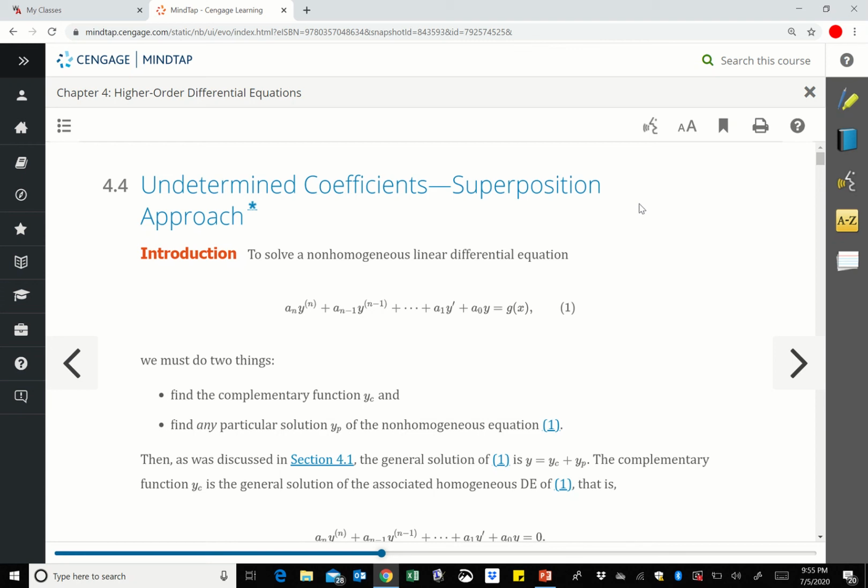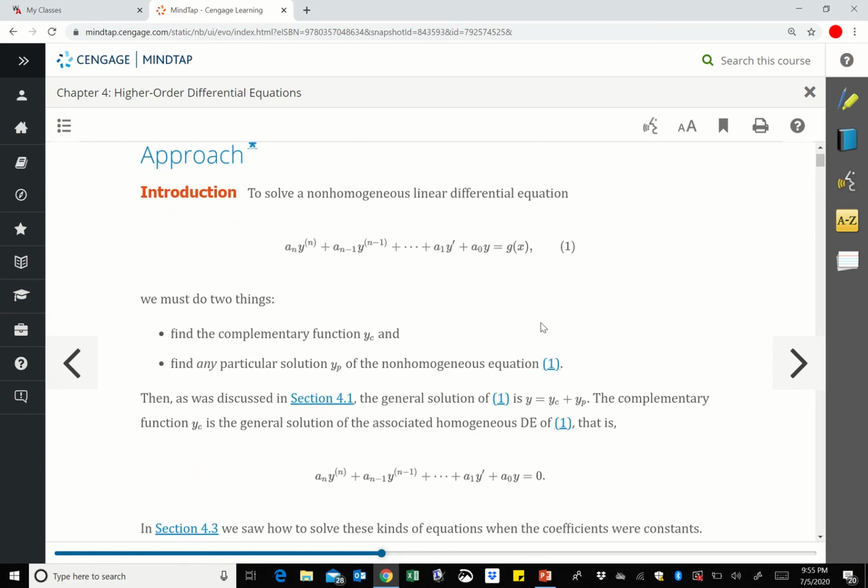In section 4.4, we're going to look at an approach which is called undetermined coefficients, the superposition approach. The goal of this section is to solve a non-homogeneous linear differential equation of the form a sub n y sup n plus a sub n minus 1 y sup n minus 1 plus all the way down to a sub 0 times the original function y is equal to g of x.